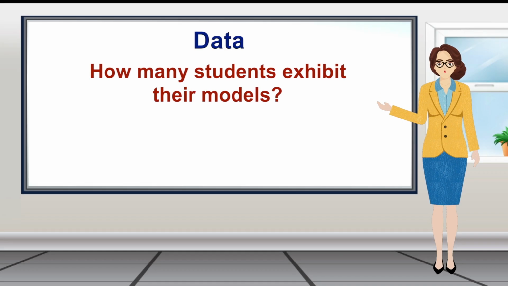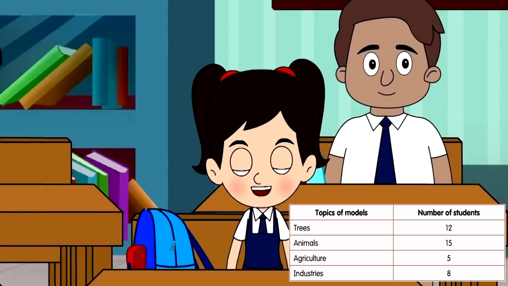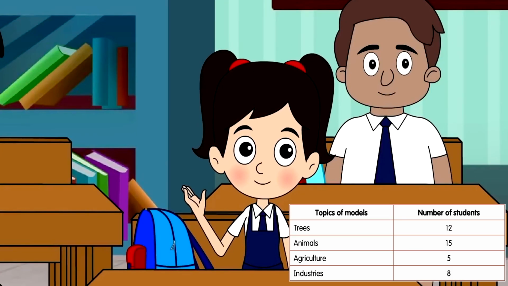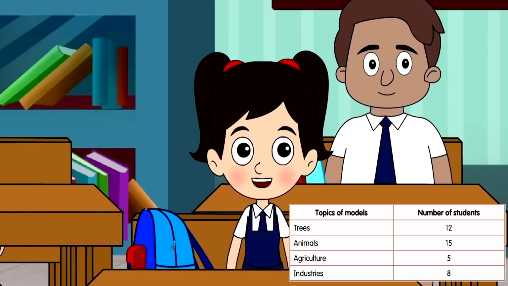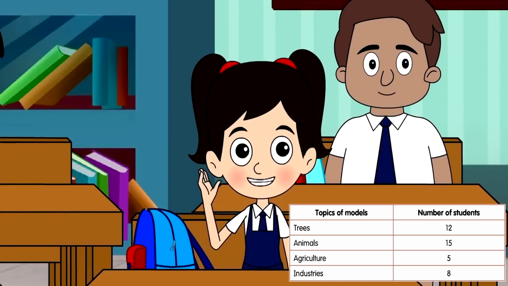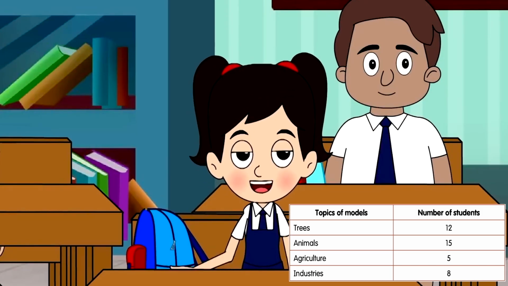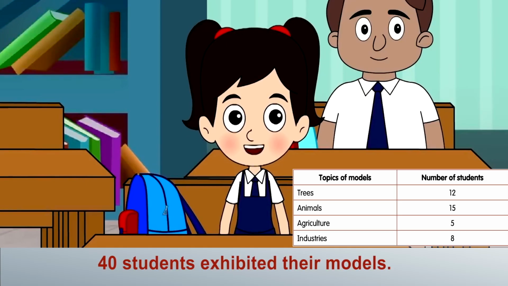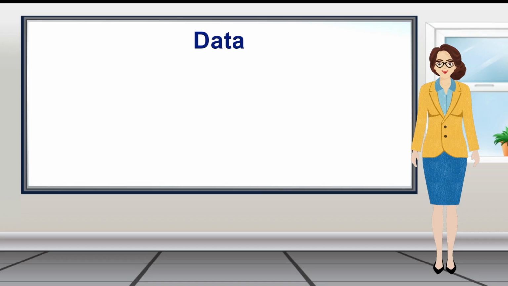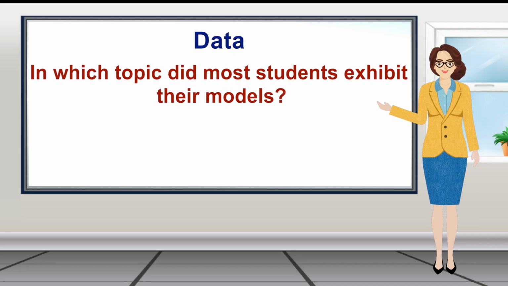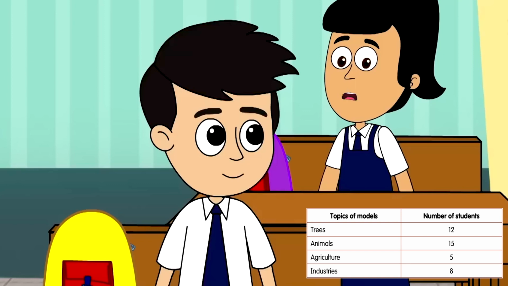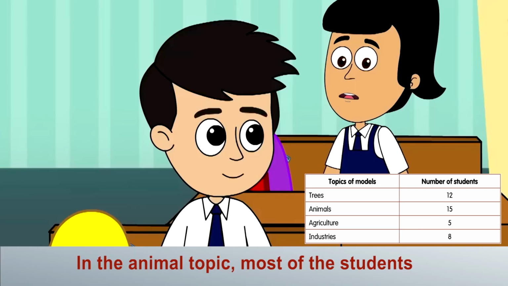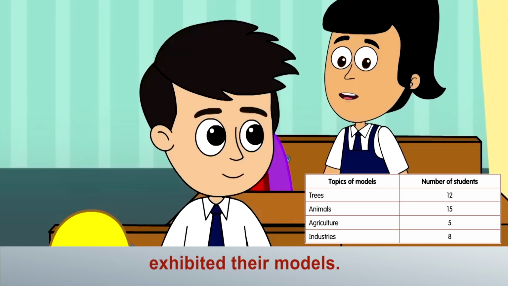Good. How many students exhibit their models? The number of students who exhibited their models is 12 plus 15 plus 5 plus 8, which is equal to 40. So, 40 students exhibited their models. Well done! In which topic did most students exhibit their models? 15 students exhibited their models in animals, which is greater than all other numbers. So, in the animal topic, most of the students exhibited their models.